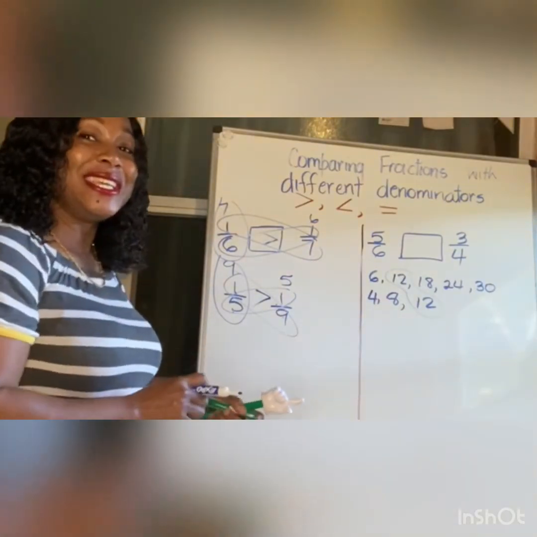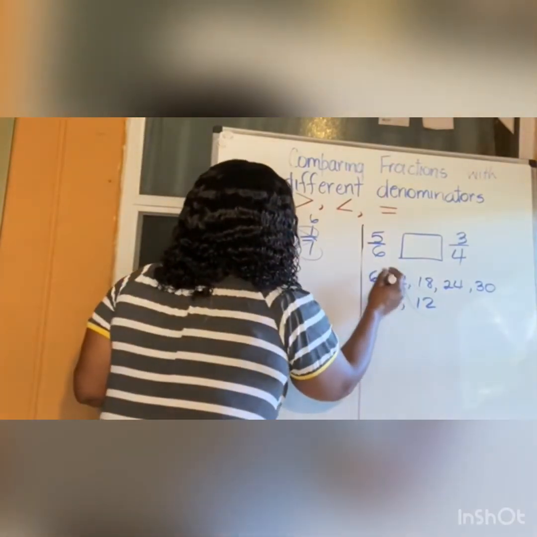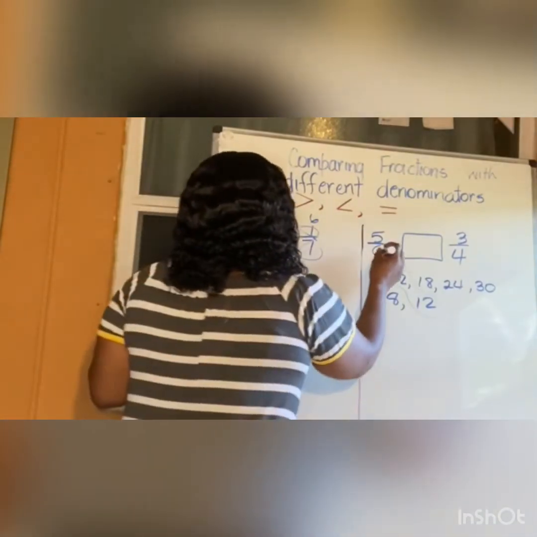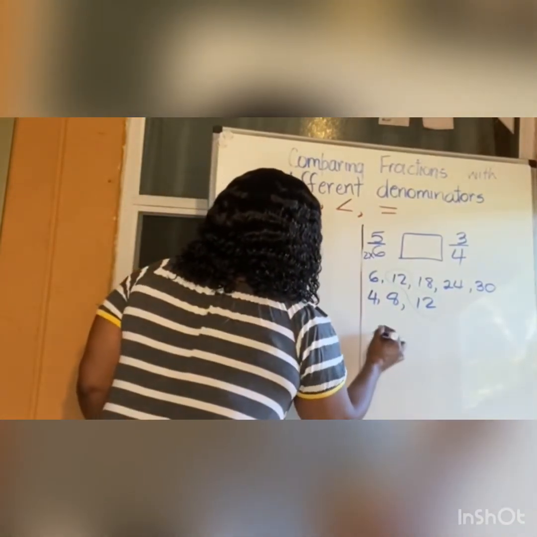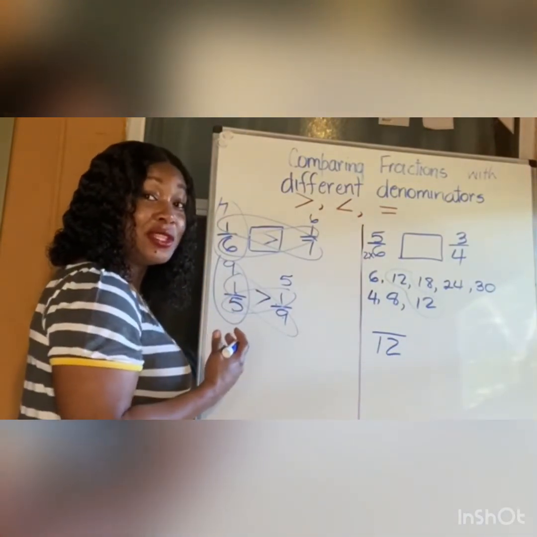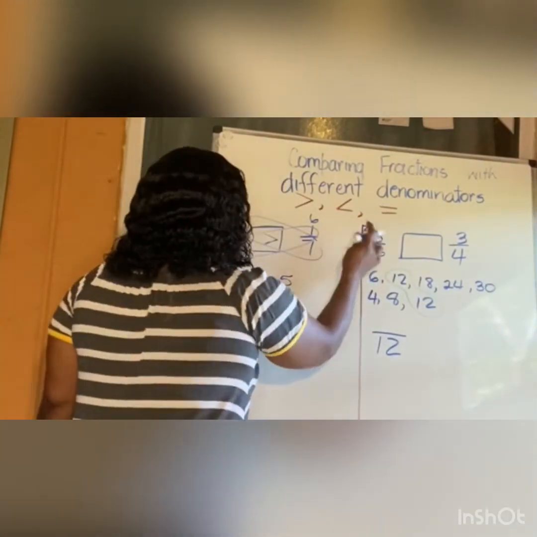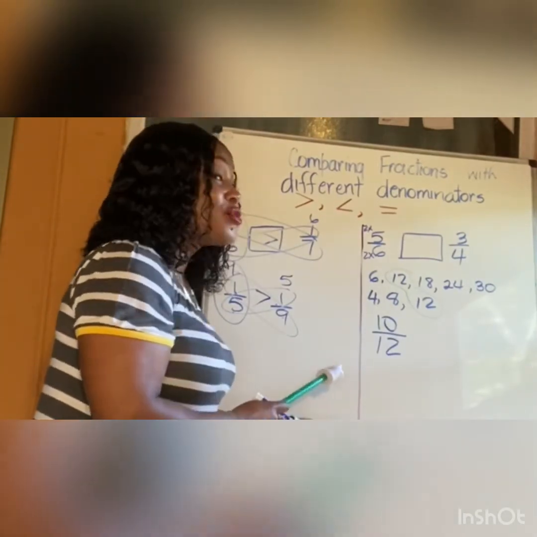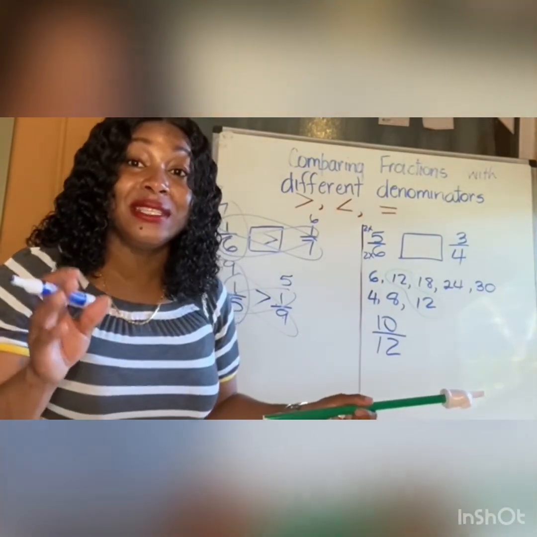But pay attention to this. Now, all I need to say to myself, how many times did I skip count by 6 to get to 12? 2 times. So it means that if I multiply 6 by 2, my new denominator is 12. Anything I do to the denominator, I have to do it to the numerator. So I'm going to multiply my 5 by 2. So 5 times 2 is 10. So 5/6 is renamed to 10/12. They are the same value, just different names.